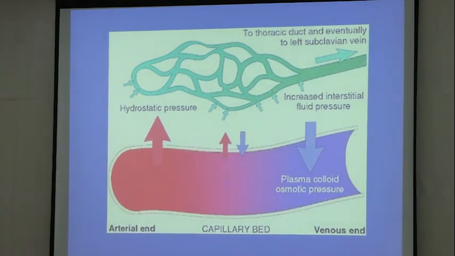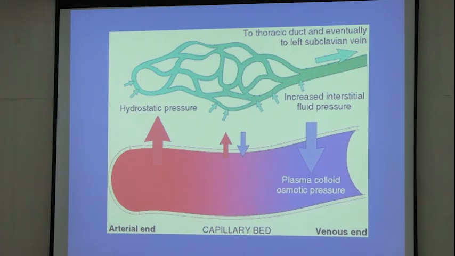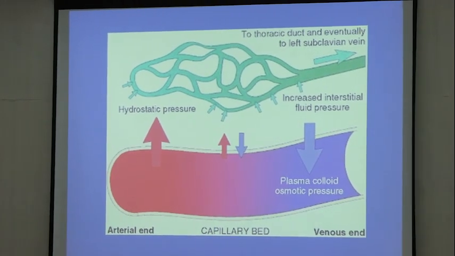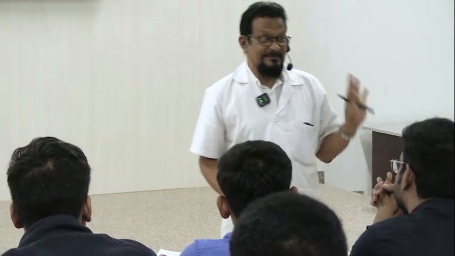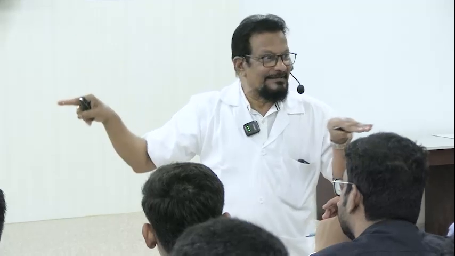Now think, there is a blockage here. Blockage of what? Lymphatic channels. Because of blockage of the channels, which happens in different diseases, what will happen? This extra fluid will not be drawn back to the circulation. So it will accumulate, and you will suffer edema.